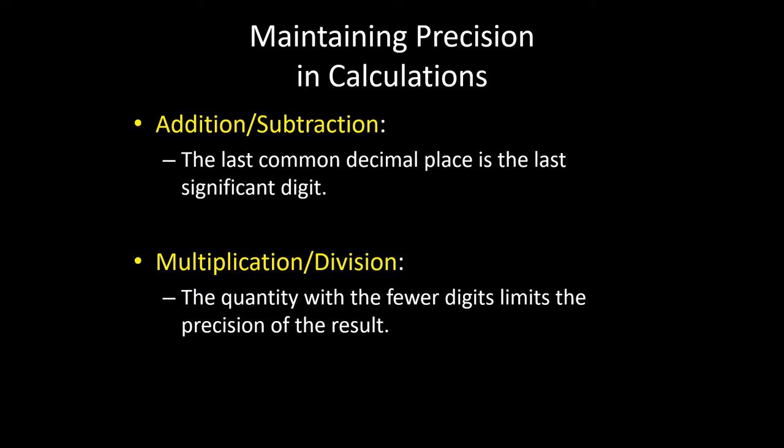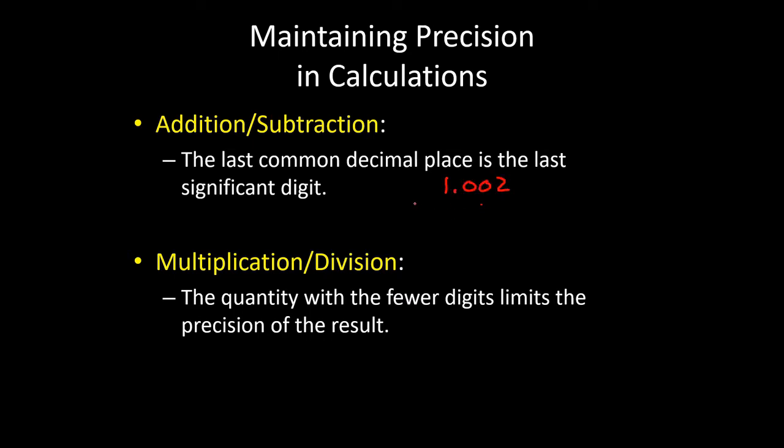So when we're doing these, we have two basic rules: rules for addition and subtraction, and rules for multiplication and division. If we're taking two numbers and adding or subtracting them, the rule for sig figs is that the answer at the end of that mathematical function can only have digits to the last common decimal place.